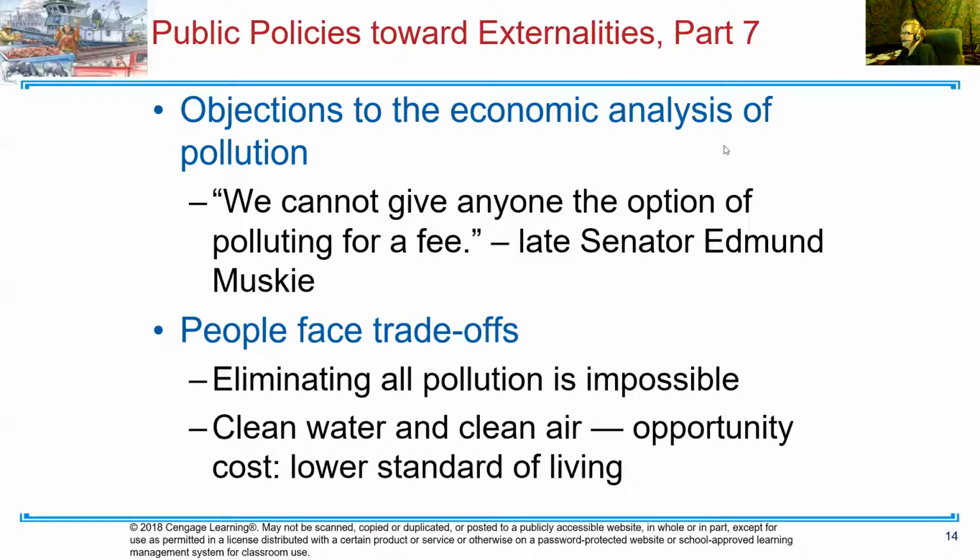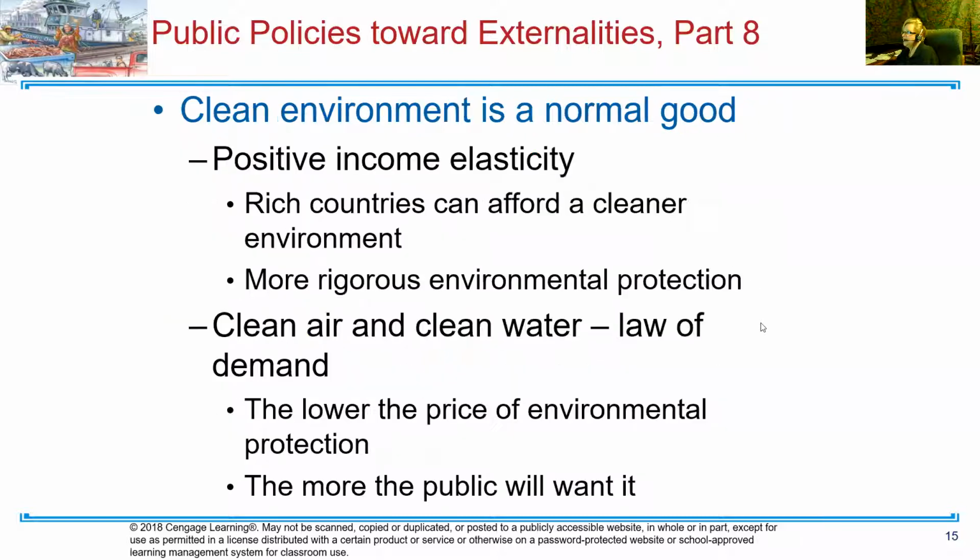These next couple of slides show why we object to pollution and put costs on it. You can all read, so I'm not going to read it to you. But we do know, based upon the 10 principles, that everything is a trade-off. Is a clean environment a normal good? It definitely is. So we would say it has positive income elasticities.